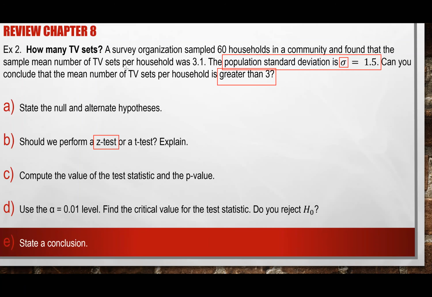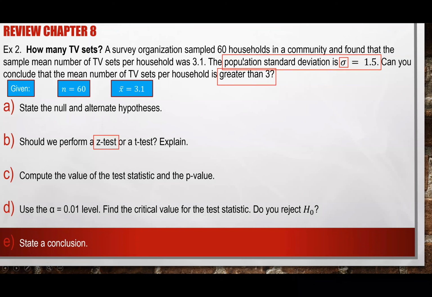So looking at this thing here, let's see what they give us. A survey organized a sample of 60 households. That 60 is your N, right? 60 households in the community, and they found that the sample mean, that's your X bar, of TV sets per household is 3.1. So out of those 60 households, the average is 3.1 TV sets, which is close to 3, right? And the population standard deviation is spelled out for you, which is your sigma.